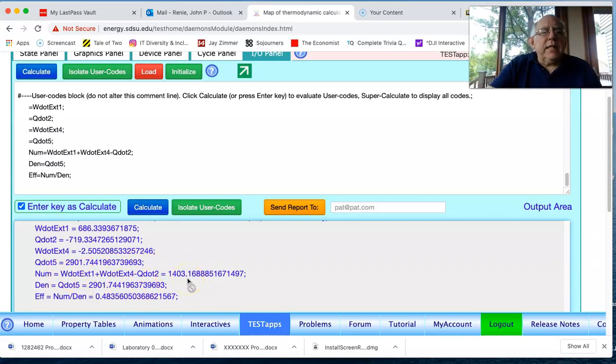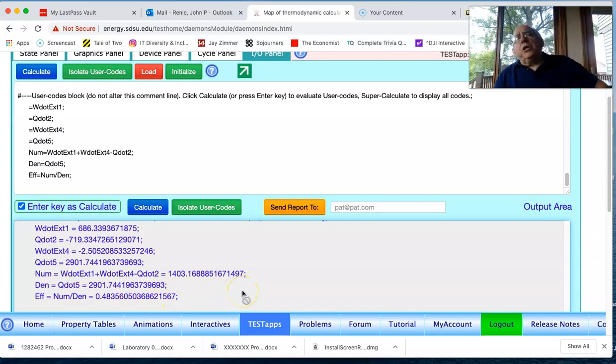Okay. What is that? 1403 really is 686 minus 2.5. And so it's about 684 units of work that could maybe be converted into electricity, but we also were able to get 719 units of heat from that heat that we actually brought into the system at the boiler. So the denominator then is just the boiler heat, and that was the 2901. So then when I take the numerator divided by the denominator, we have then the efficiency of this cogeneration plant.